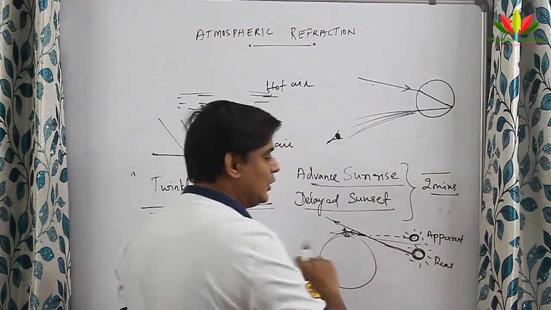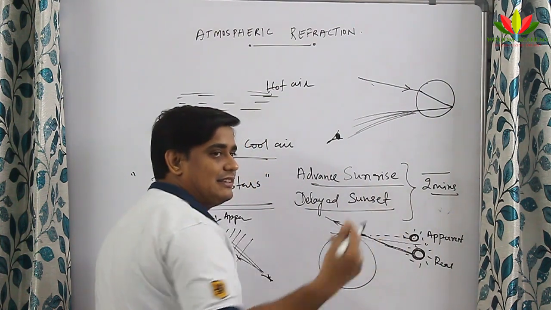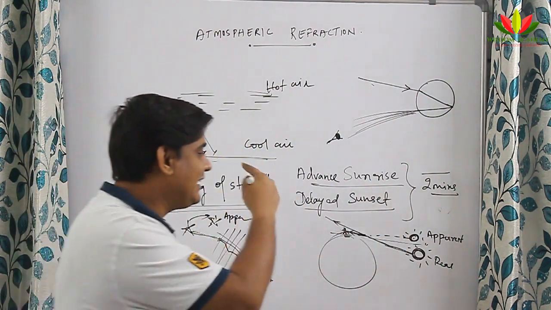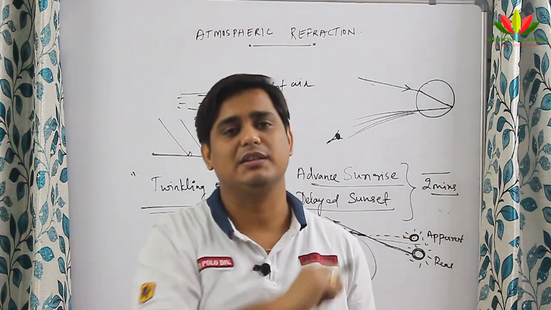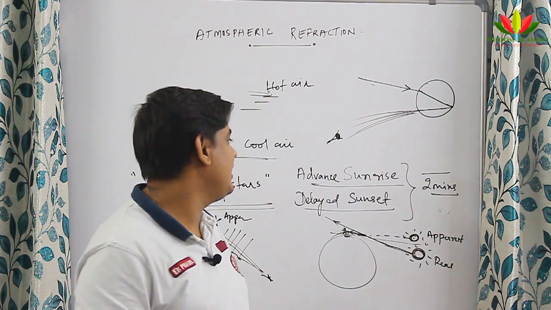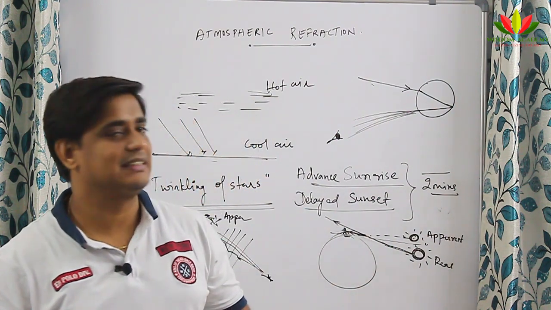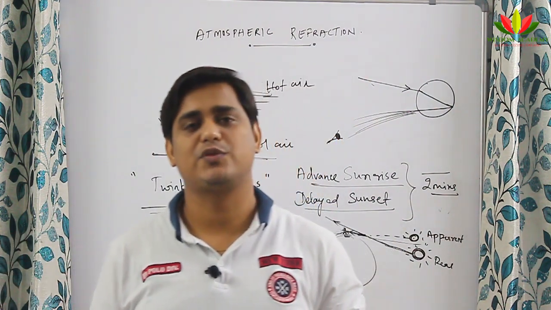Same principle. When the sun has even set, it will still send some light rays, and that light ray will suffer some refraction, and to your eyes it will still be visible. So that is the reason why we have advanced sunrise and delayed sunset. It is obviously because of atmospheric refraction.